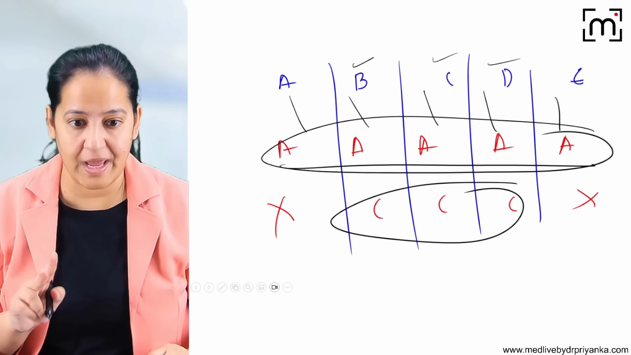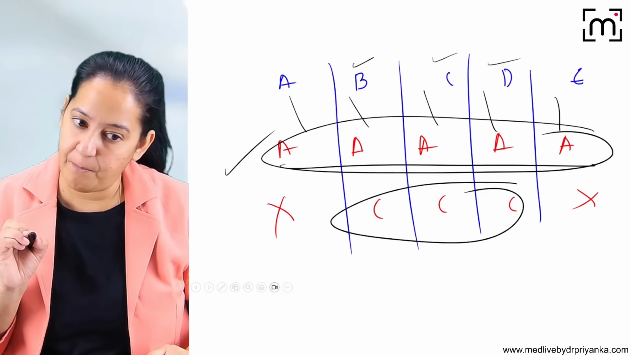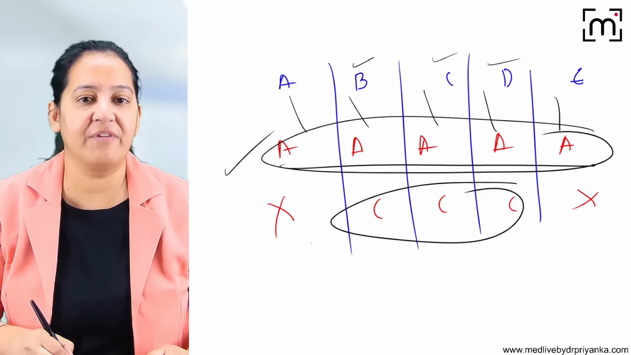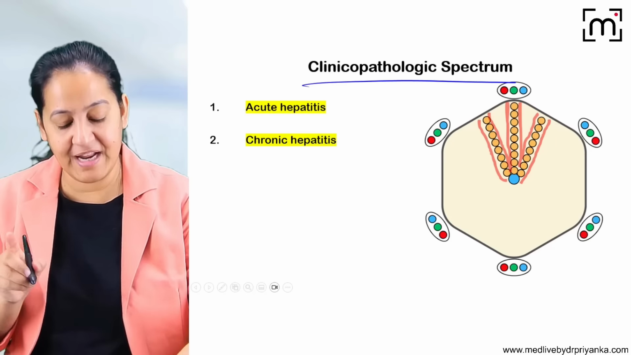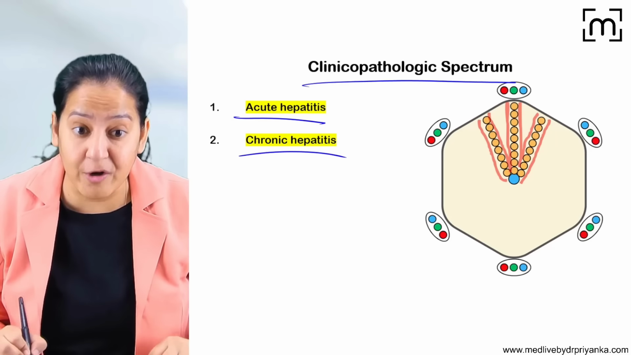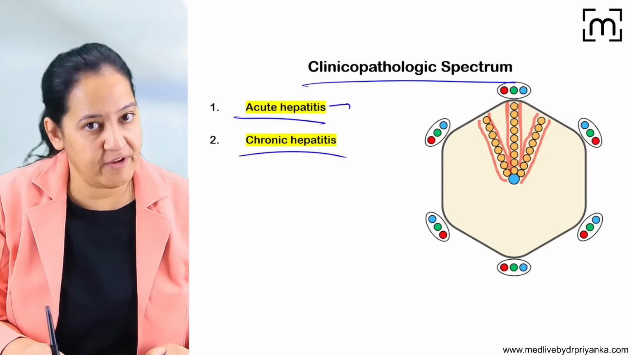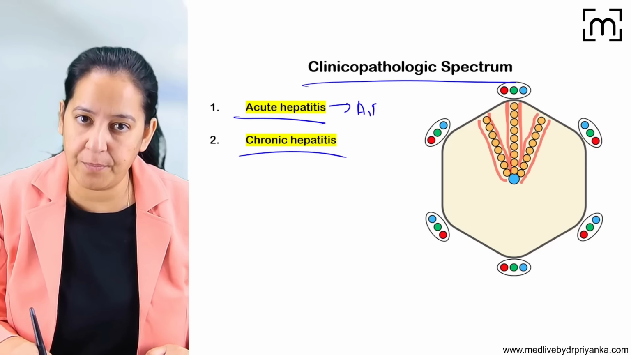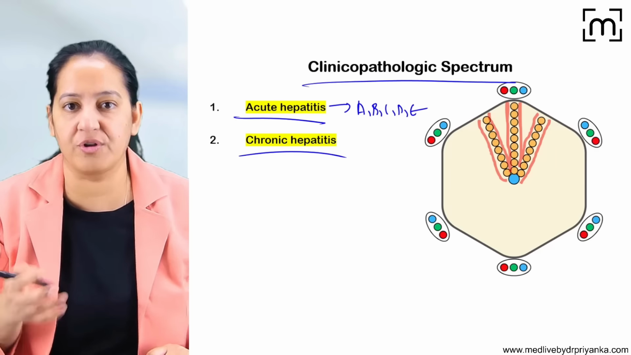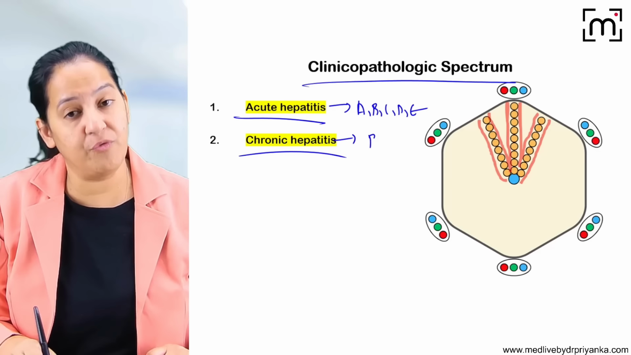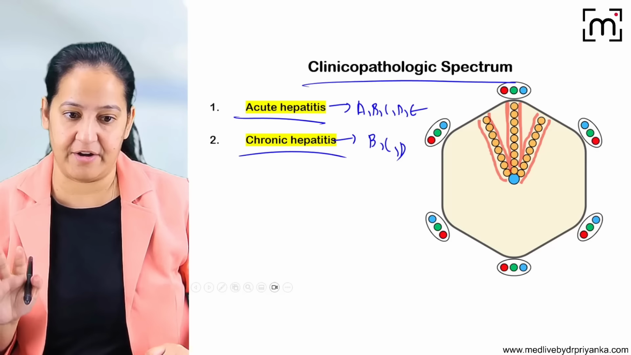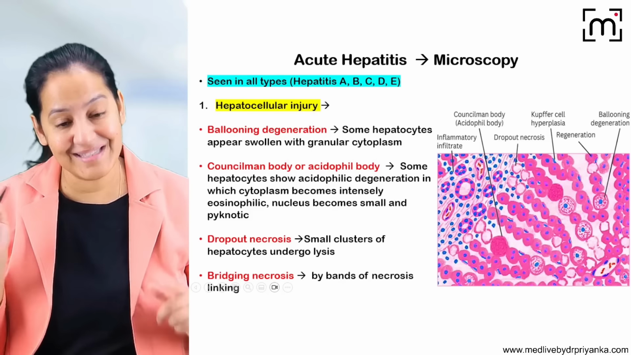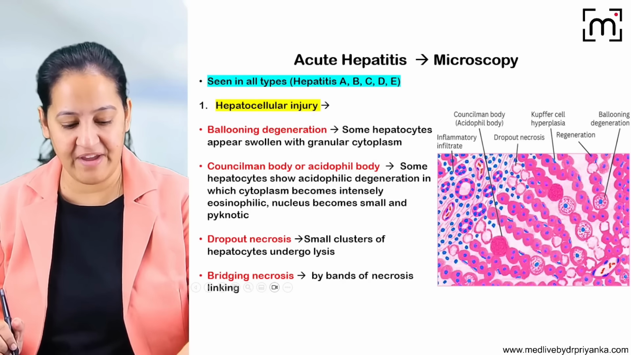So I want you to learn 2 diagrams: one of acute hepatitis microscopy, and one of chronic hepatitis morphology. You have to learn the two microscopies of acute and chronic. If they ask you acute caused by A or B or C or D or E, you have to draw the same diagram. In chronic, if they ask you for B or C or D, you have to draw the same diagram. Chronic is not caused by A and E. So let's see the diagram of acute. Can you see the diagram of acute hepatitis?